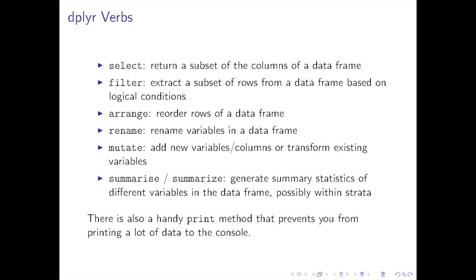So some of the basic dplyr verbs are select, filter, arrange, rename, and mutate, as well as summarize. And we're going to cover each one of these verbs, so to speak, in the grammar of data manipulation in this presentation. Select returns a subset of the columns of a data frame. Filter extracts a subset of rows. Arrange allows you to reorder the rows of a data frame while preserving the order of the other columns. Rename lets you rename a variable, and mutate transforms or adds new variables to a data frame. And finally, summarize helps you generate summary statistics of the data frame.